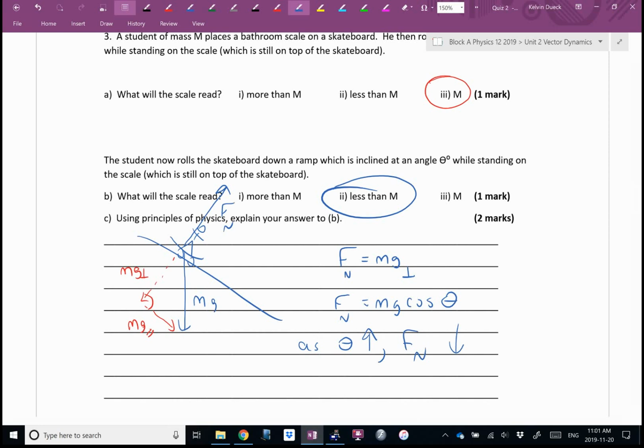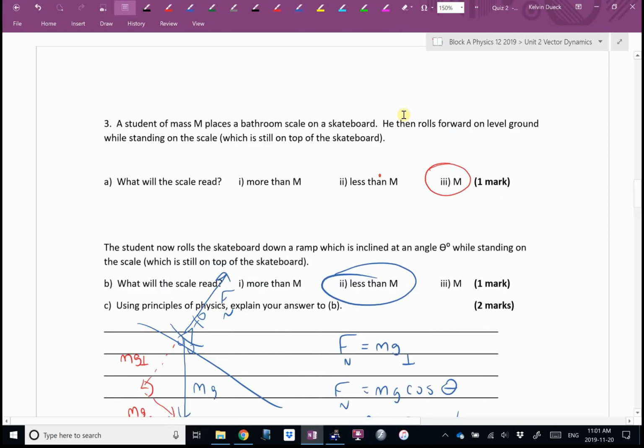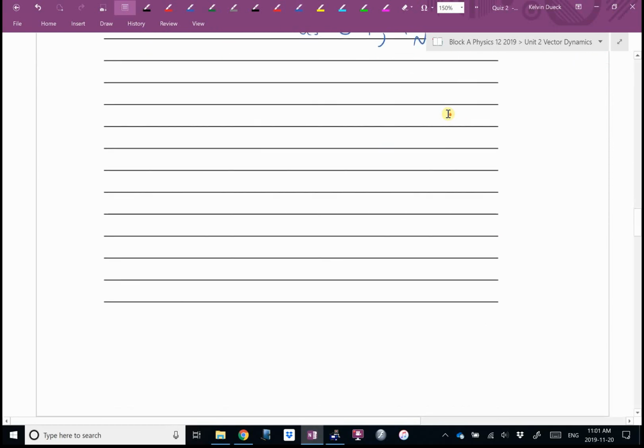Did anybody try something else? If you did, lawyer with me afterwards. I'll look at it and I'll tell you what you would get. But otherwise, this page is worth 1, 2, 3. This page is out of 4.